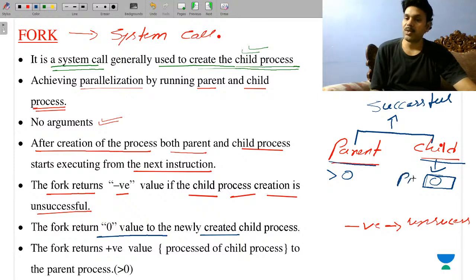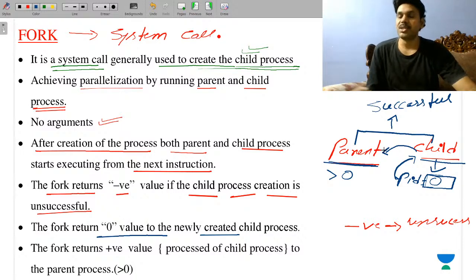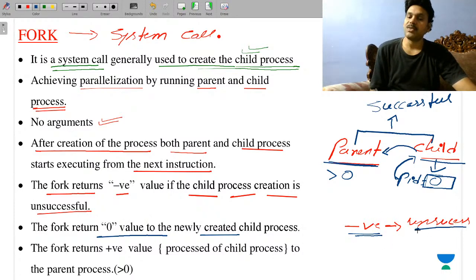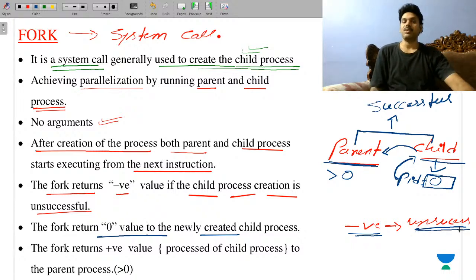The child will get a value of 0 and the parent is going to get a value greater than 0. That means the value the parent has got is nothing but the process ID of that particular child process. That's why, whenever you get a process ID, the value is greater than 0. So the parent has got a value greater than 0, which is the process ID of the child process. And if the child receives the value 0, it comes to know that the child process creation is successful. Otherwise, it returns a negative value. The negative value says that the child process creation failed.